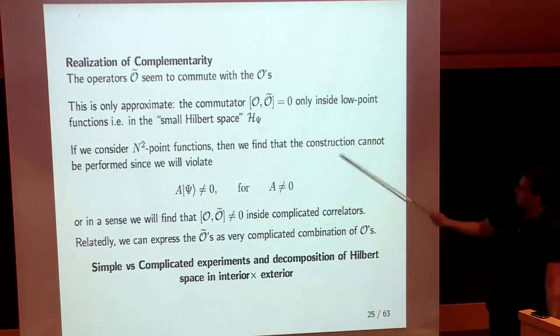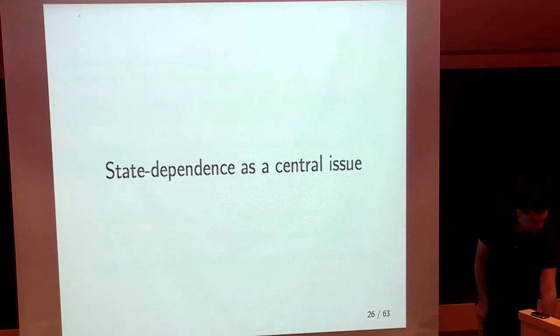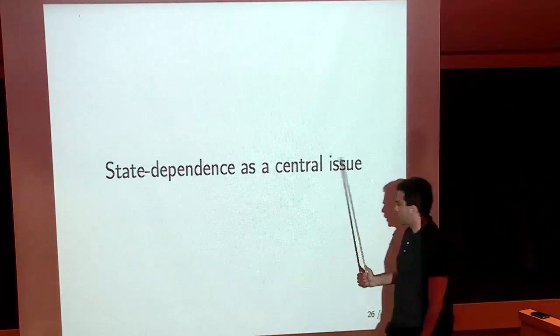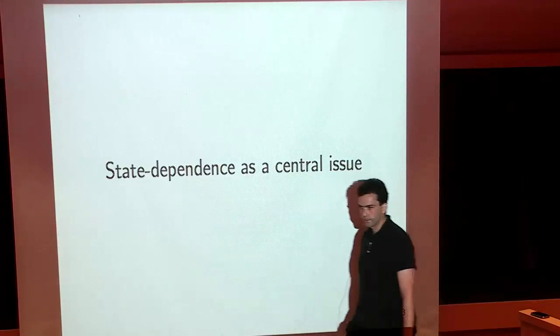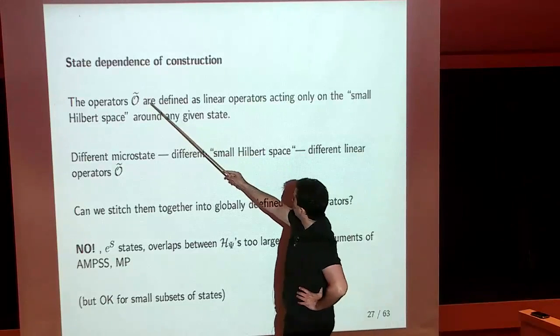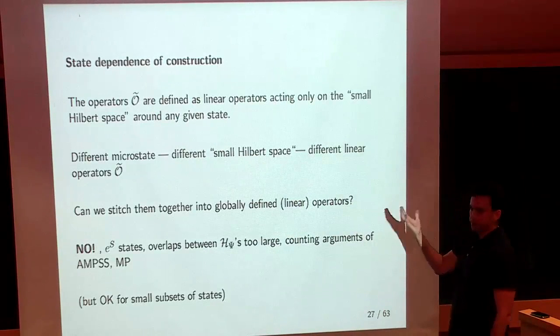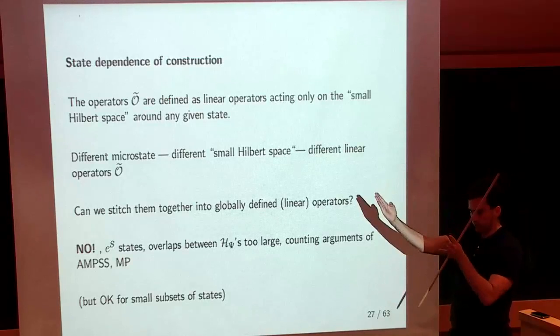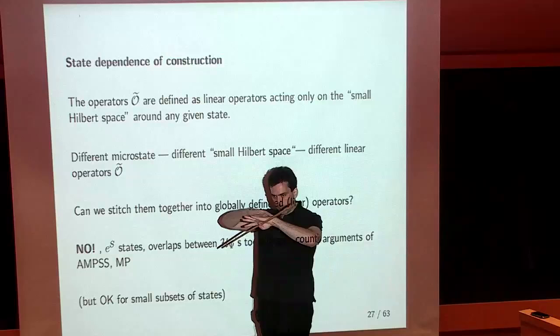I claim to have a construction of the O tilde operators for the interior, even though there was a no-go theorem pointed out by Amsterdam and other people. So how is it possible? The answer is that the construction I described is characterized by something that I call state dependence, which means that the operators tilde were defined to act as linear operators only on a small Hilbert space defined around a given initial microstate. Remember, these operators were defined only on the subspace H of psi.